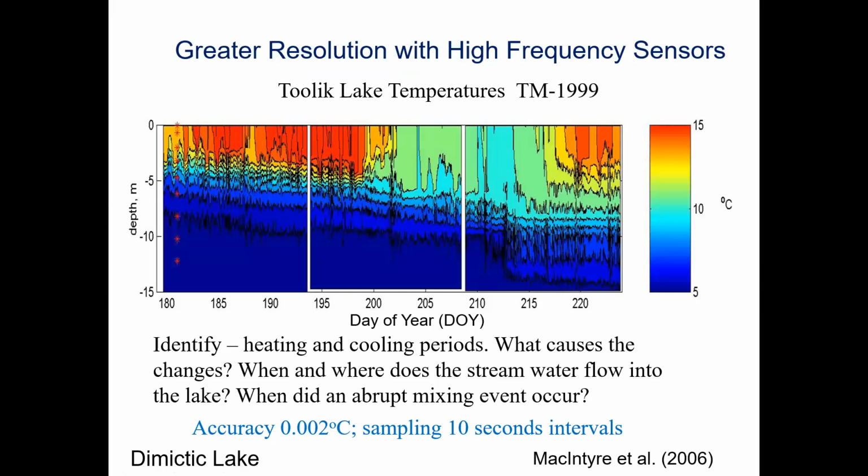Now, it's really amazing what we can now see with our high frequency sensors. I don't have a graph in here of what we used to get with weekly profiles. This is some of the very first data I had, probably at 10-minute intervals with some of the very first loggers that I had, working up in Toolik Lake in 1999. Everywhere we have the little red stars is the depths where I had the thermistors. Here's the depth from the surface down to 15 meters. Here's time, day of year 180 to 220. So end of June until the middle of August.